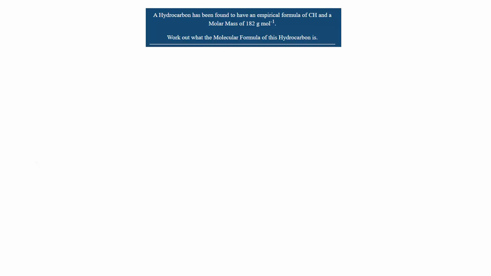Okay, so in this instance, we've been presented with a hydrocarbon. We've been told that its empirical formula is CH and its molar mass is 182 grams per mole. And we've been asked to work out the molecular formula. Okay, so how am I going to approach this?